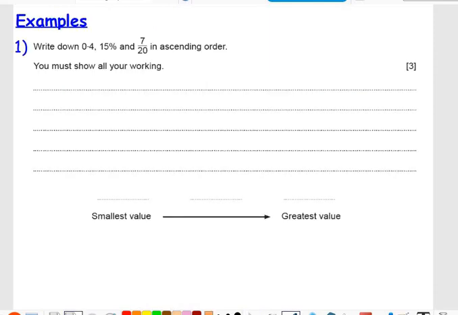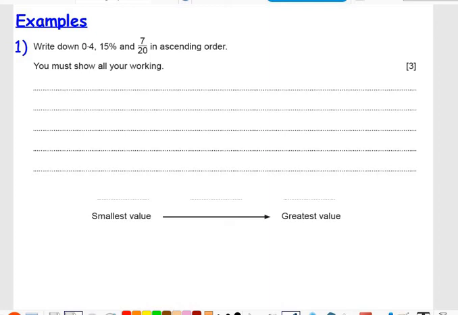So when we are looking to order fractions, decimals and percentages, the easiest way to do this is to convert them all to the same type. So whether it be converting them all to decimals, converting them all to fractions, or converting them all to percentages. Once we've done this, it's easier then to compare the size of each of them and then obviously put them in order. Generally, I would say it's easiest to convert them all to percentages or all to decimals.